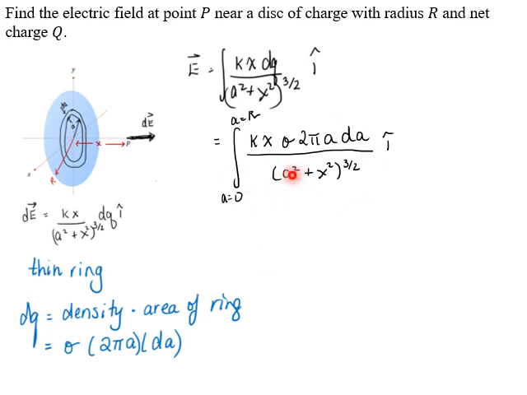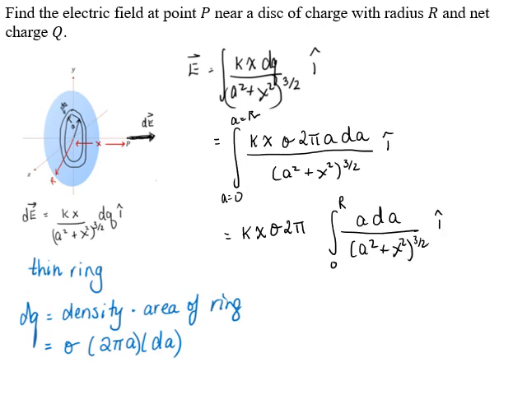If you wish, you can do this integral by hand or you can just look up the result in the book. So my constants come out front: k times x times sigma times 2 times pi. Then inside we've got the integral from 0 to R. Oh my goodness, I popped my a outside, that belonged inside. Just erase it and put it back in. a da divided by a squared plus x squared to the 3 over 2, in the x direction. Okay, that looks good. If you look it up, we'll just write down the expression of what we get. We get minus 1 over the square root of a squared plus x squared.